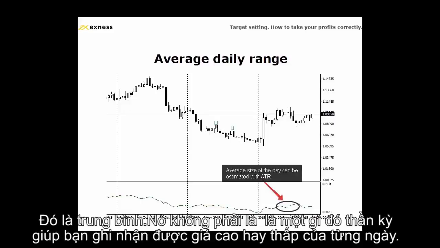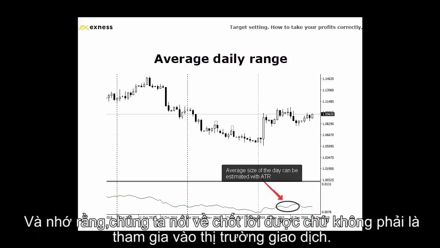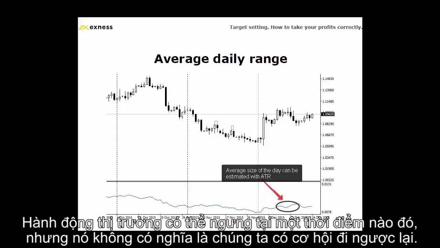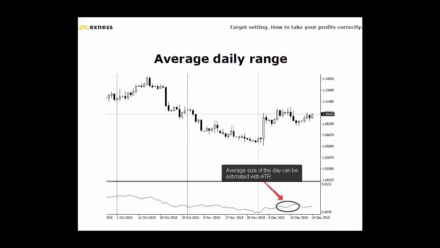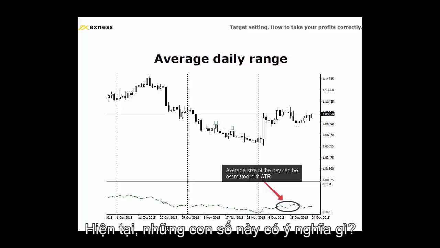It is an average, it is not a holy grail that can allow you to capture highs and lows of each day. And remember that we are talking about profit taking, not about entering a trade. Market action can stop at some point, but it doesn't automatically mean that you have an opportunity to go against this move. Now, what do these numbers mean?